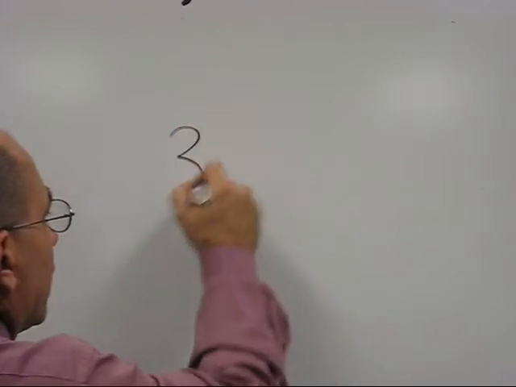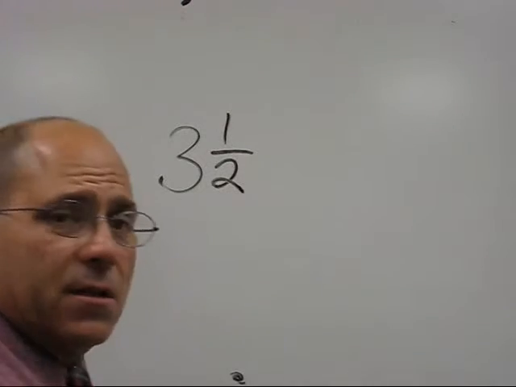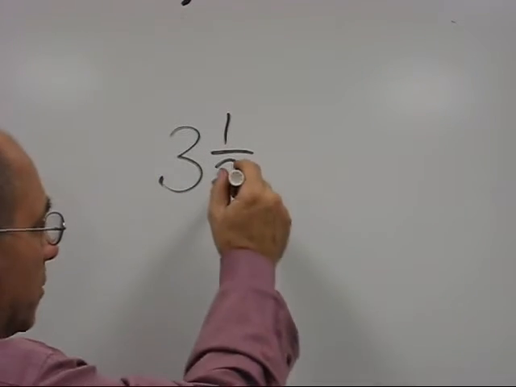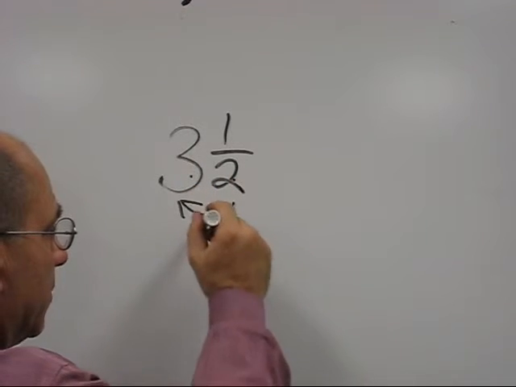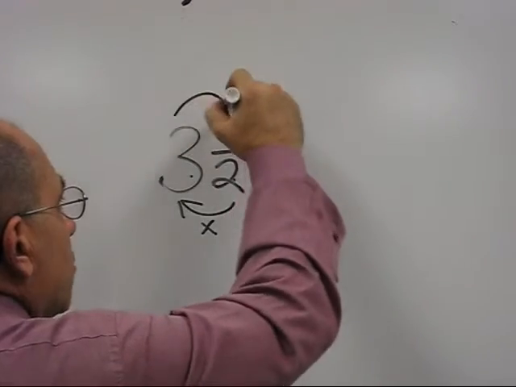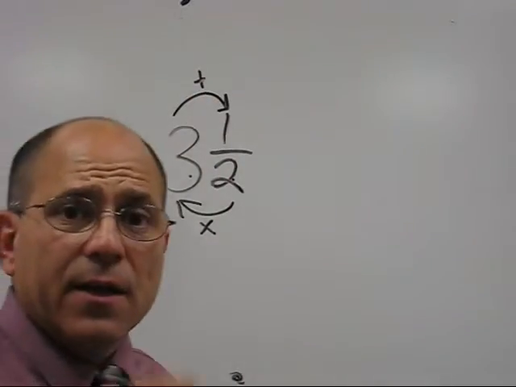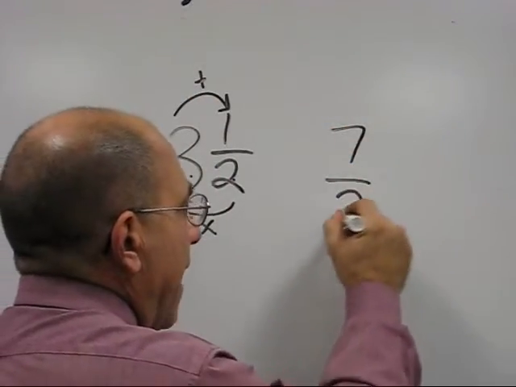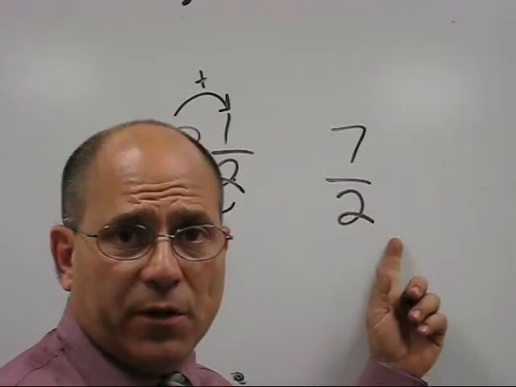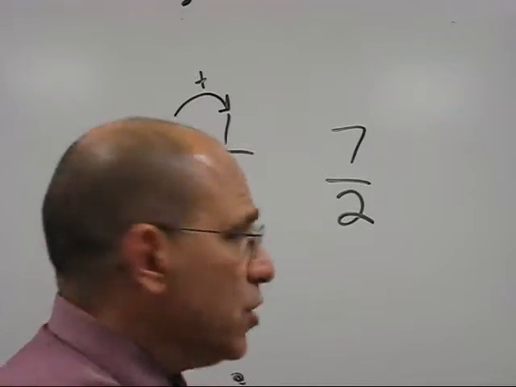Alright? Now, if you have a mixed number, like, say, 3 1/2. Mixed number, whole number and a fraction, called a mixed number. What you do is you multiply 2 times 3, and some people show it like this. 2 times 3 equals 6, plus 1 more is 7. This would be 7/2 as an improper fraction. Improper meaning the numerator is bigger than the denominator.